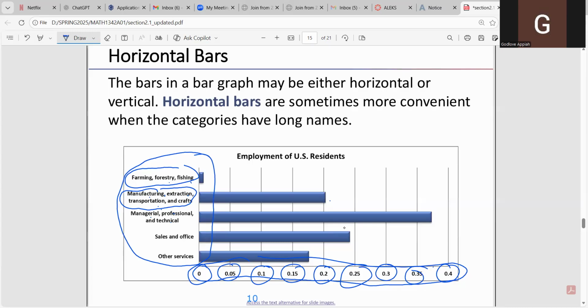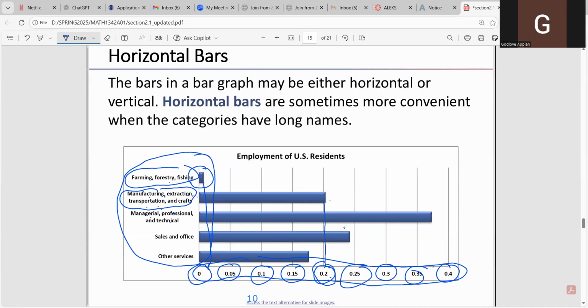For example, if you take the first category here, the relative frequency should be somewhere around here, closer to 0. And for the next category, the relative frequency is right here, 0.2. So about 20% of US residents are employed in this sector, the manufacturing, extraction, transportation, and crafts sector. That is what this bar graph represents. It represents the different types of service areas where US residents are employed.